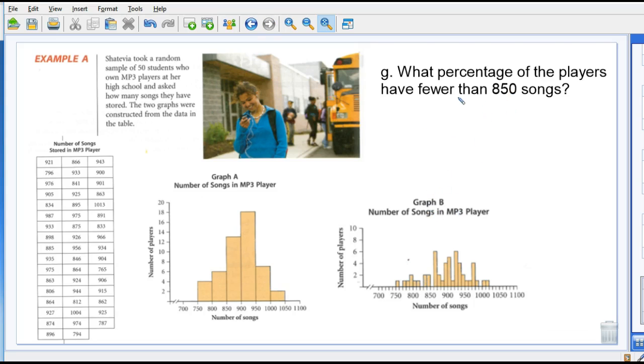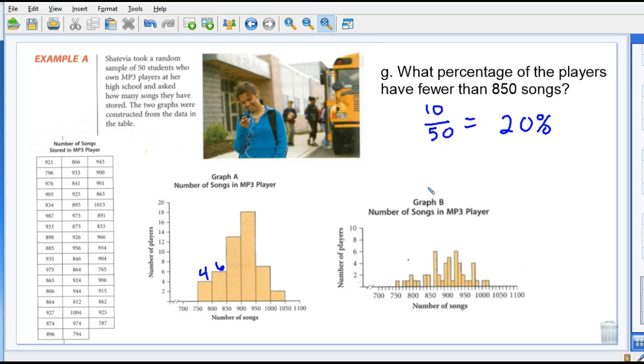And then what percentage of the players have fewer than 850 songs? So we'd add the bins that are 850 and below, and since it's 850, I can go for this one over here, right? To the left of 850 songs, so this one is 6, and this one is 4, and so it would be 10 out of our 50, which you could say is 20 out of 100, which is 20%. So 20% of the players have fewer than 850 songs.